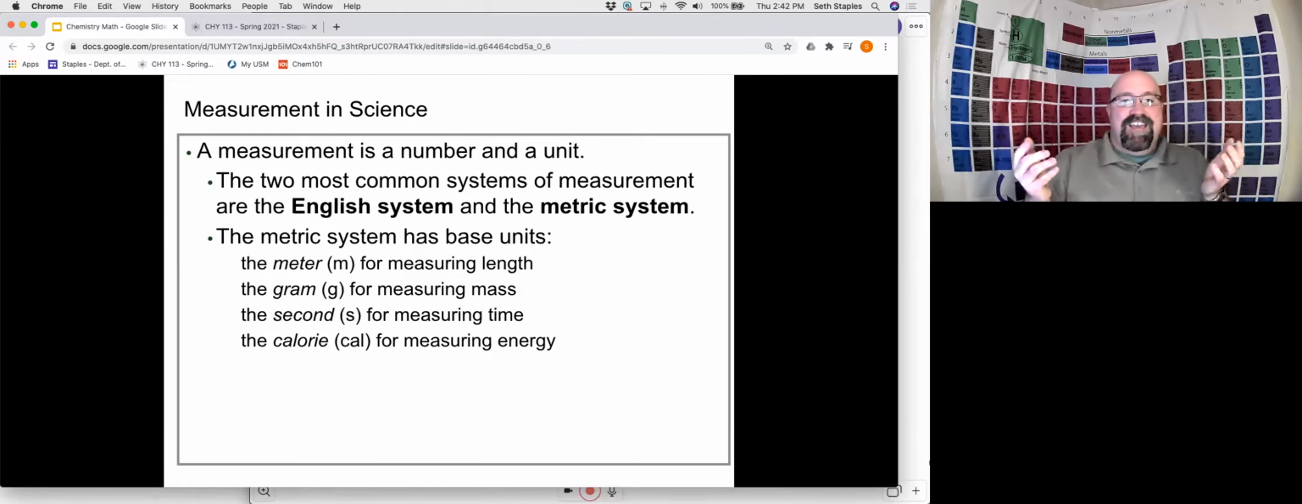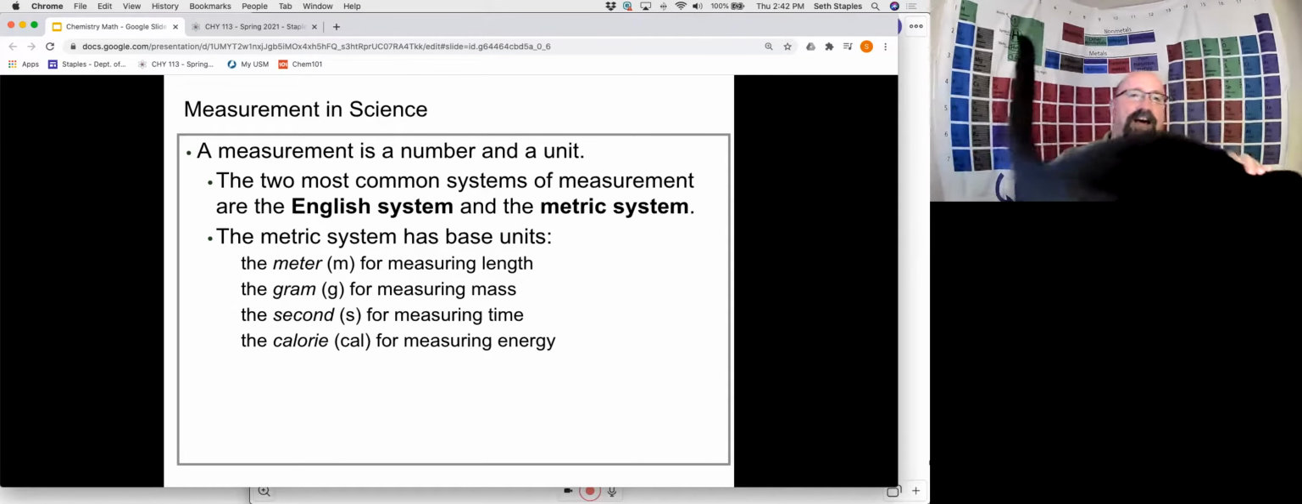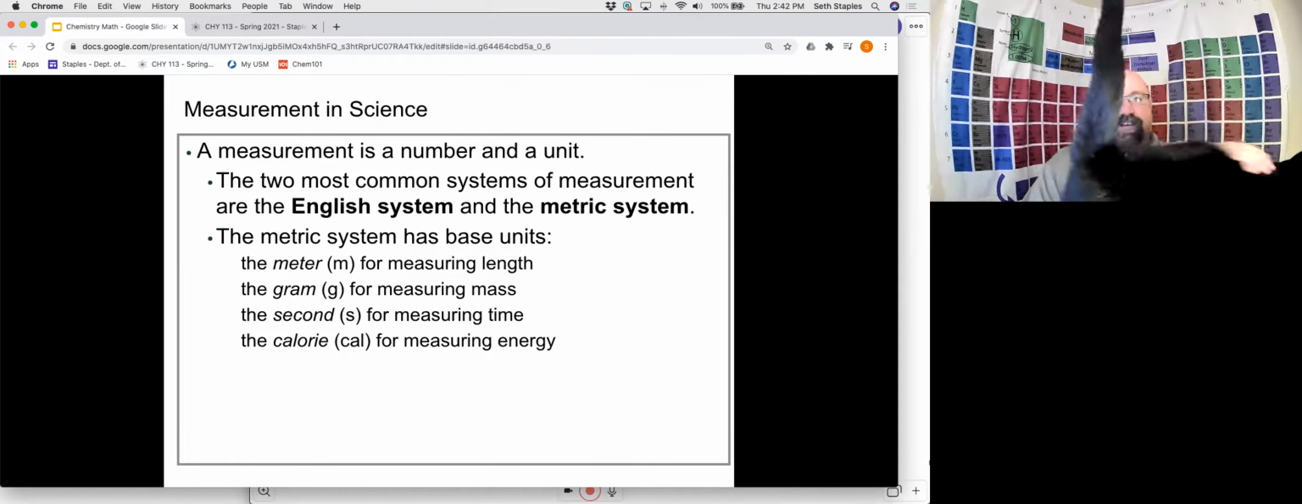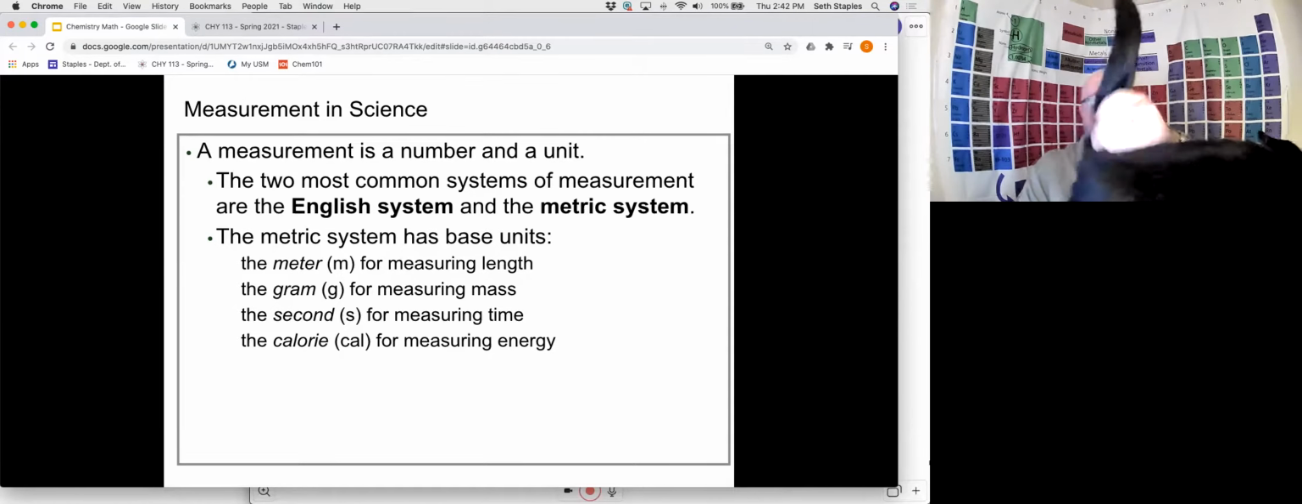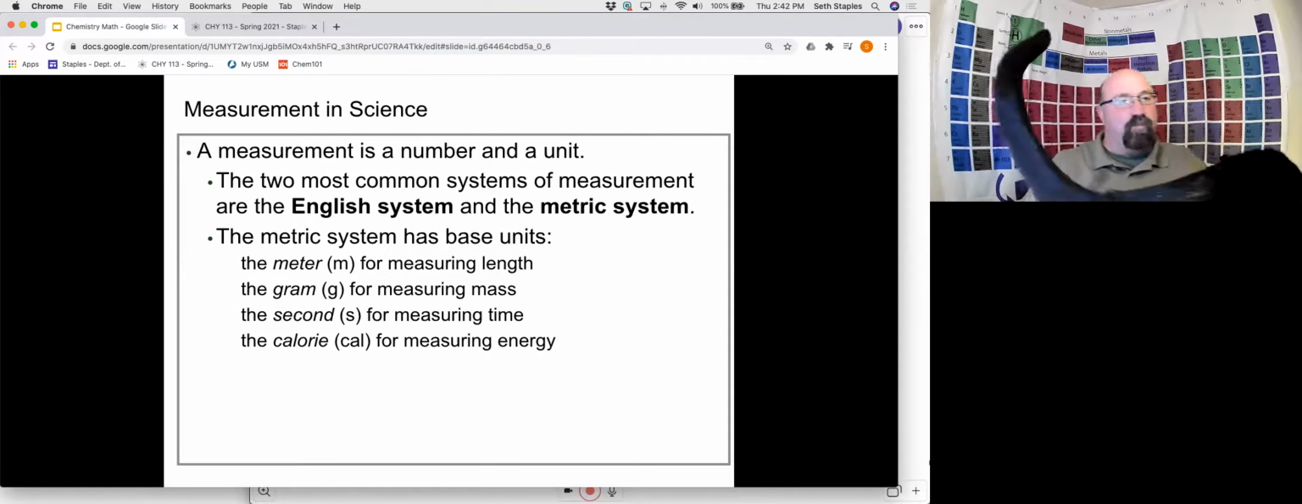There he is. And so we use, as you all know, in science, the metric system. And so we're going to be using things like meters for any length, grams for measuring mass, seconds for time, and I knew he would pop up soon. And calories, which we'll be talking about later on in the semester when we talk about energy.